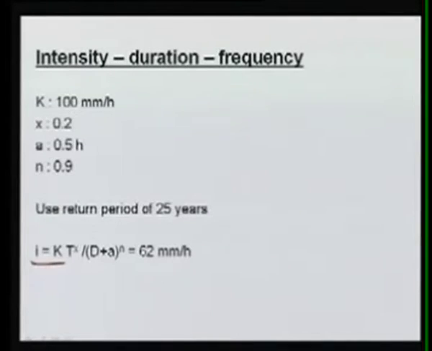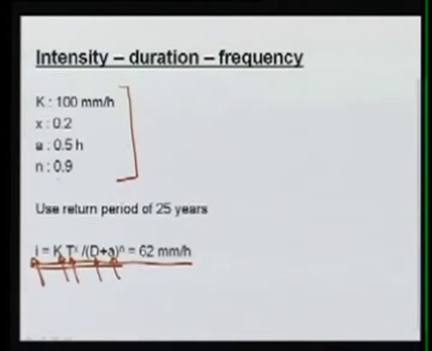As we have seen earlier, there are equations which relate the intensity with the duration and the return period. So one of the equations which we had looked at was of this form: I, the intensity, equals K, which is a factor depending on the catchment, T is the return period in years, X and N are exponents, D is the duration in hours, and A is another constant which depends on the catchment. So assuming these values for K, X, A and N, we can find out for a return period of 25 years what will be the intensity of a 3-hour rainfall.